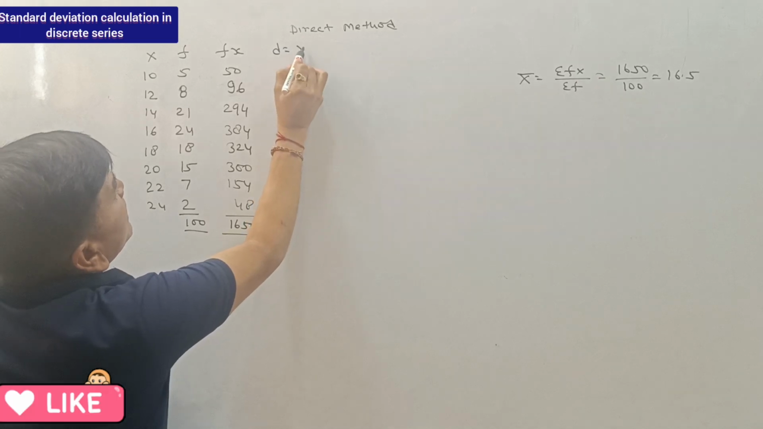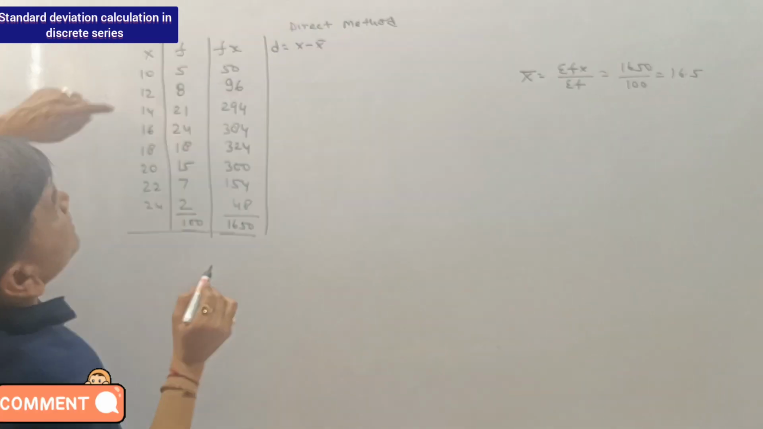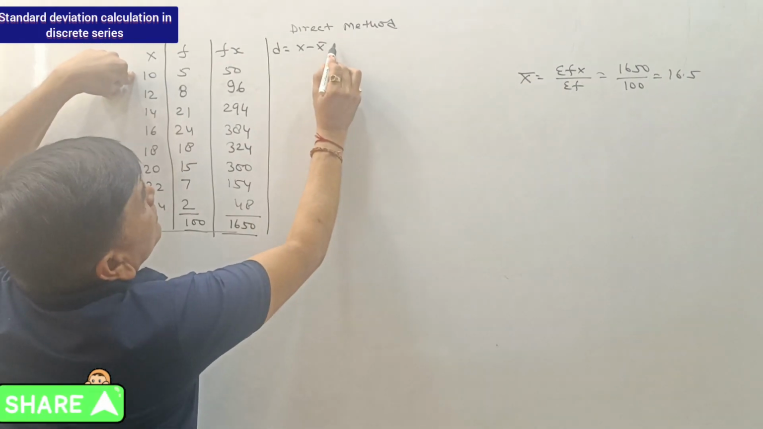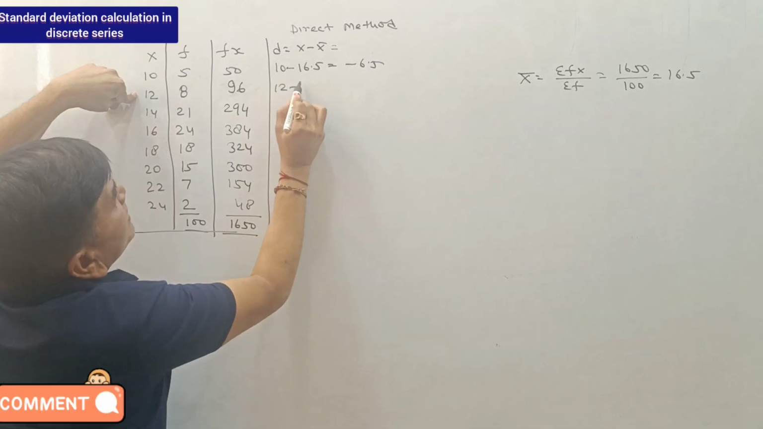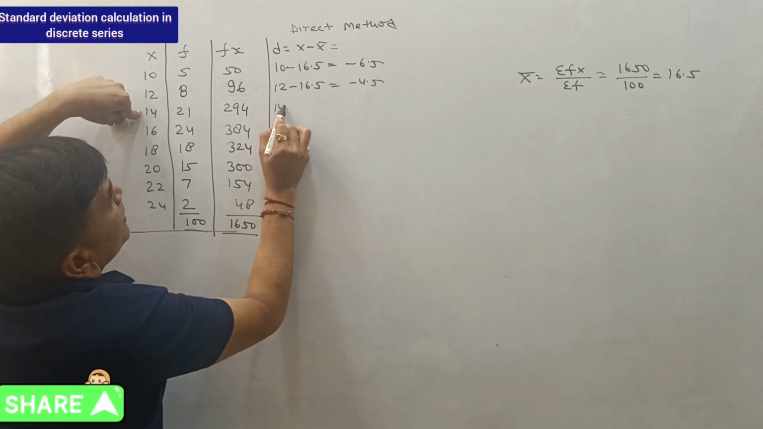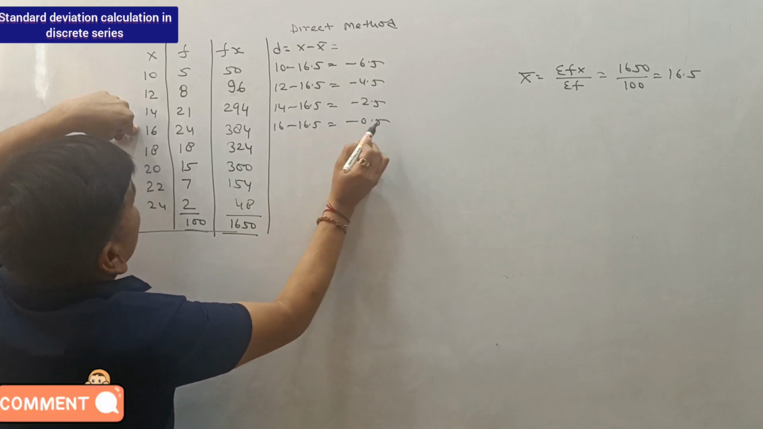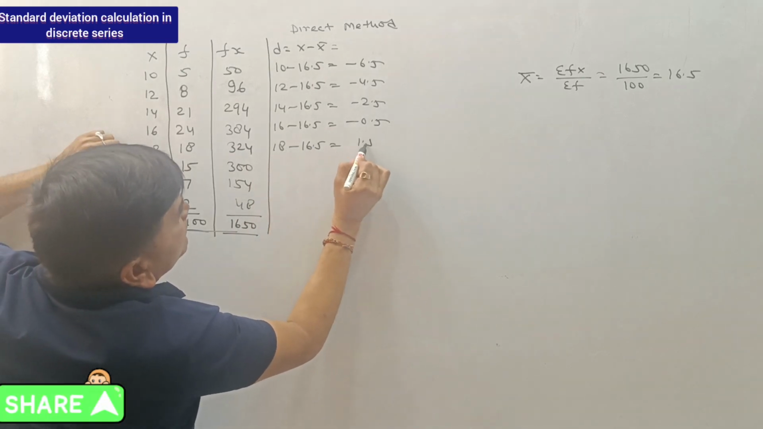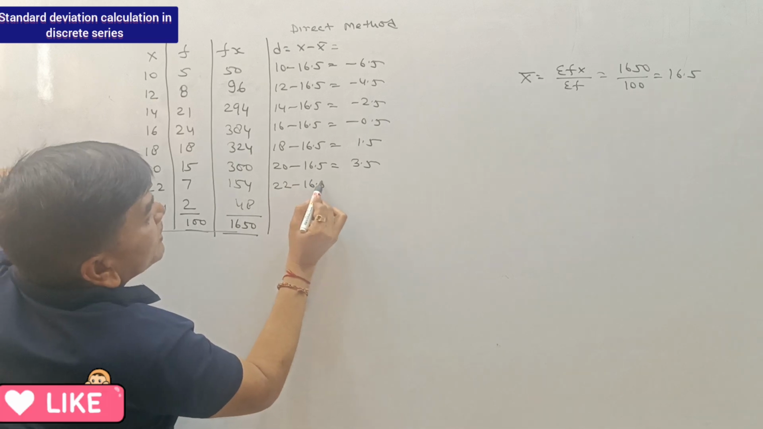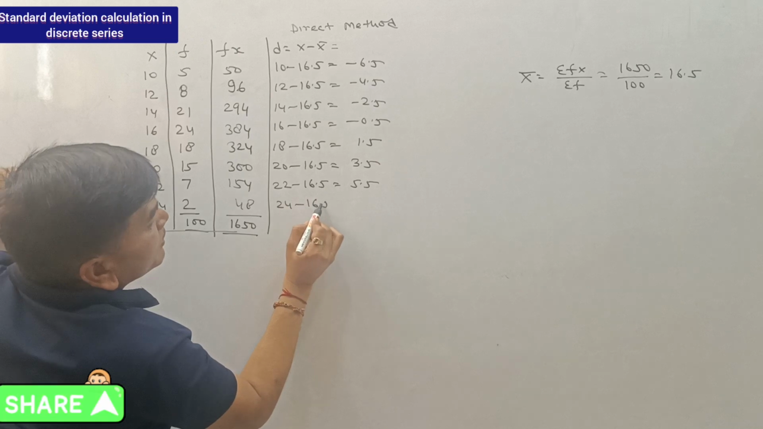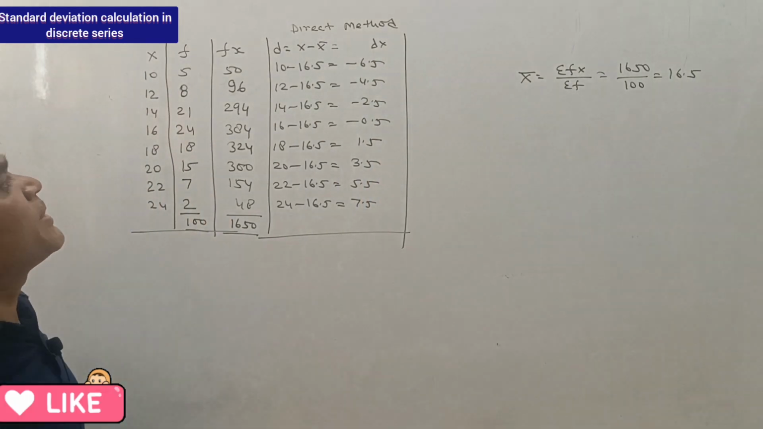Now the value of d, that is x minus x bar. Deviation: 10 minus 16.5 is minus 6.5. 12 minus 16.5 is minus 4.5. 14 minus 16.5 is minus 2.5. 16 minus 16.5 is minus 0.5. 18 minus 16.5 is plus 1.5. 20 minus 16.5 is 3.5. 22 minus 16.5 is 5.5. 24 minus 16.5 is 7.5. So these are the values of d. We have calculated the deviation from the real arithmetic mean.